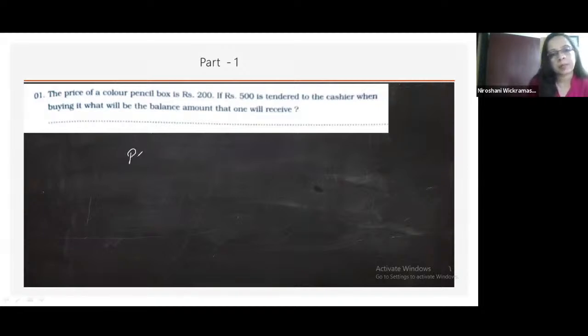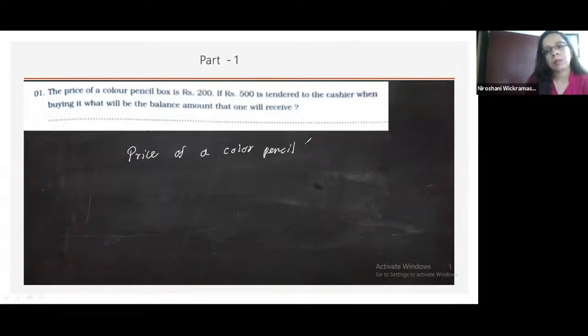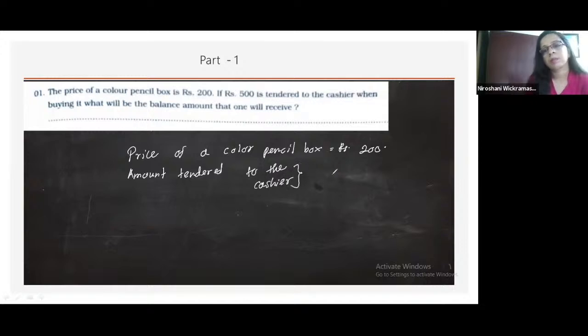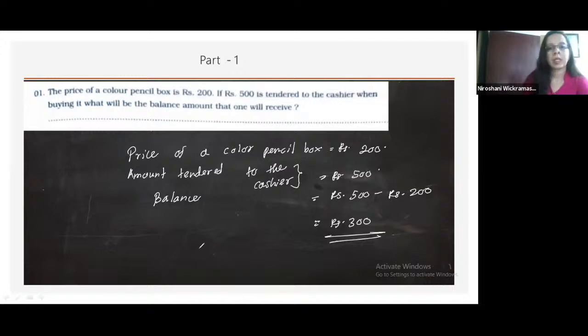Price of a color pencil box, 200. Then he tendered 500 rupees to the cashier. 500. Balance equals 500 minus 200 rupees, 300 rupees. Amount remaining is 300 rupees. Next question.